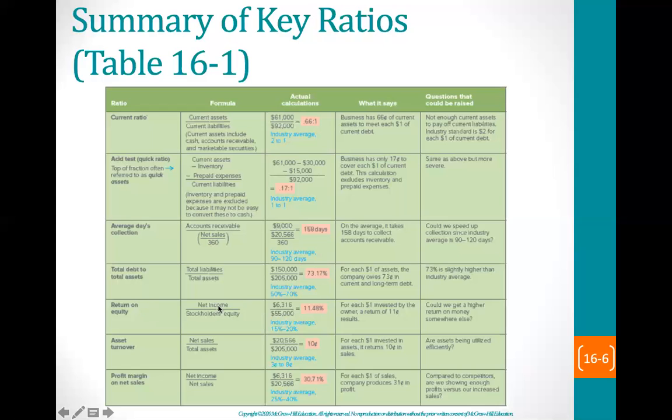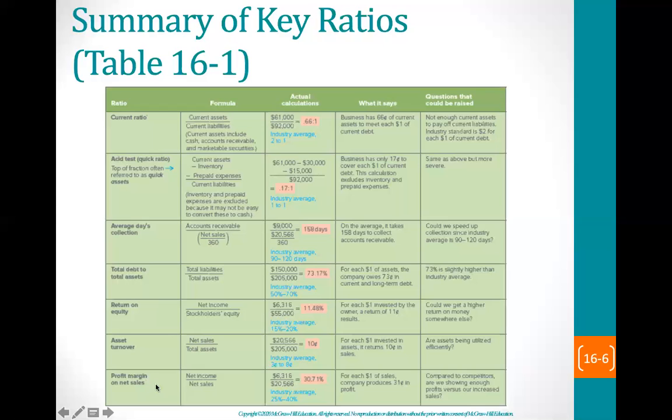Return on equity, your net income divided by your stockholders' equity. We'll see it's 11.48%. So for each dollar invested by the owner, the return is 11 cents. Not as high as the industry average. Asset turnover, net sales divided by total assets, we see is 10%. For each dollar invested in assets, it returns 10 cents in sales.